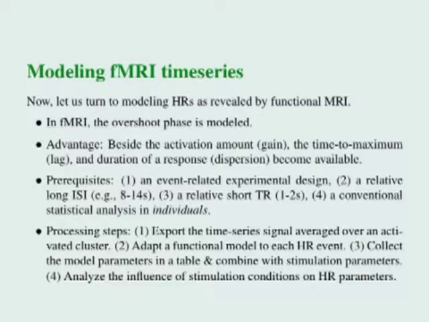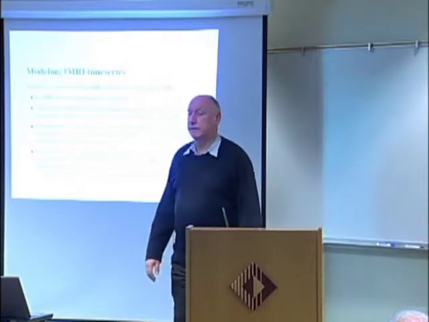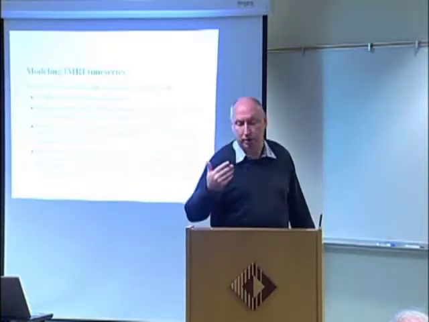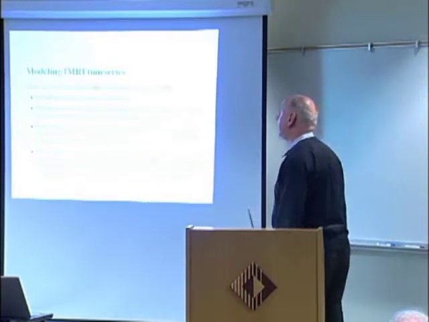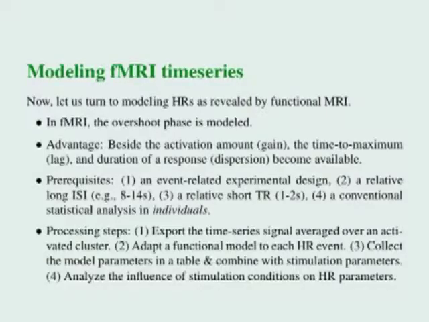So now let's turn to humans, and let's turn to modeling hemodynamic responses in functional MRI. As I was saying before, we hardly can have any experiments where we see a compelling initial negative dip. So most people actually are interested in the overshoot phase, what is the closer way to call the BOLD effect. And the advantage of modeling here is that beside the activation amount, which is expressed as the gain, we get the time to maximum, which we call the lag, and the duration of the response, which we call the dispersion.